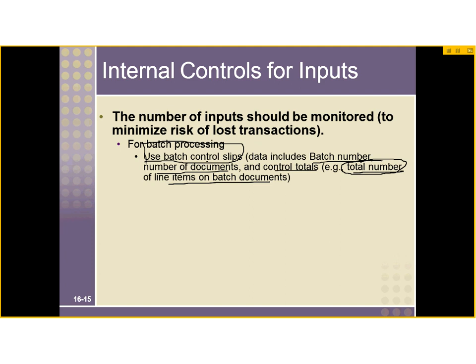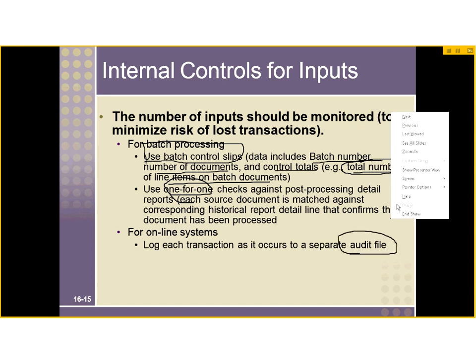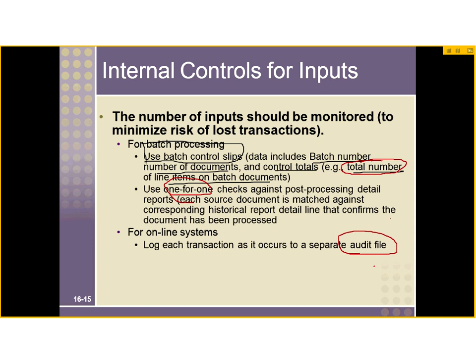For batch processing, if we are using a batch input processing method, we have many inputs, so some of the inputs might be lost. So we can use many methods, like we can use batch control slips. What is it? It includes the data like batch number of documents, and some kind of control total, like total number of lines on the batch document. So when the data is entered, we will compare the entered number of record items with the batch control slip to make sure that all the data is entered in the system.